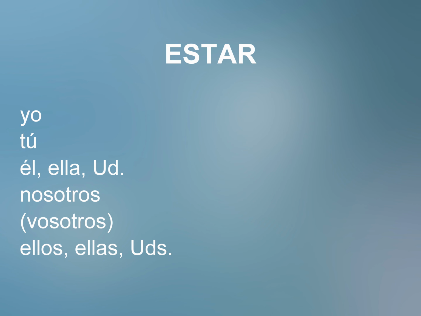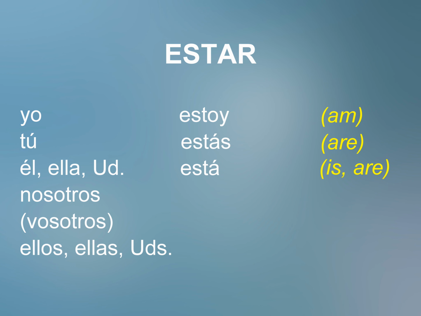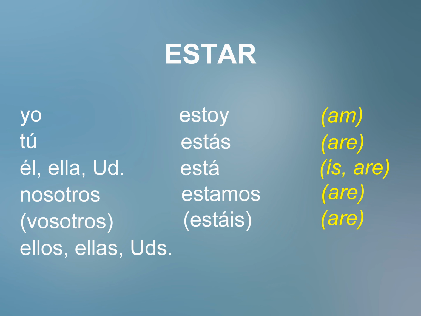Estar is irregular in the yo form, and some conjugations have accents. Yo estoy. Tú estás. Él, ella, usted está. Nosotros estamos. Vosotros estáis. Ellos, ellas, ustedes están.